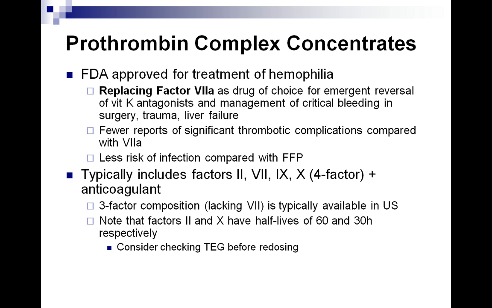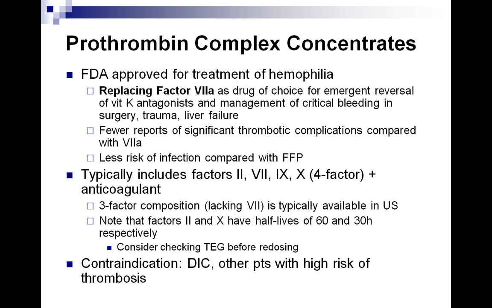Usually PCCs contain factors 2, 7, 9, and 10, and some kind of anticoagulant. There is a 3-factor composition in the US, which is much less effective, because that factor 7 is pretty useful. Notice that factors 2 and 10 have much longer half-lives, in the 30 to 60 hour range, so you don't really need to redose this every 2 hours like you do with factor 7A. And a lot of people will check a PT before they redose this drug. Nevertheless, if patients have DIC or other high risk of thrombosis, you'd probably want to at least think twice before you administer PCCs.